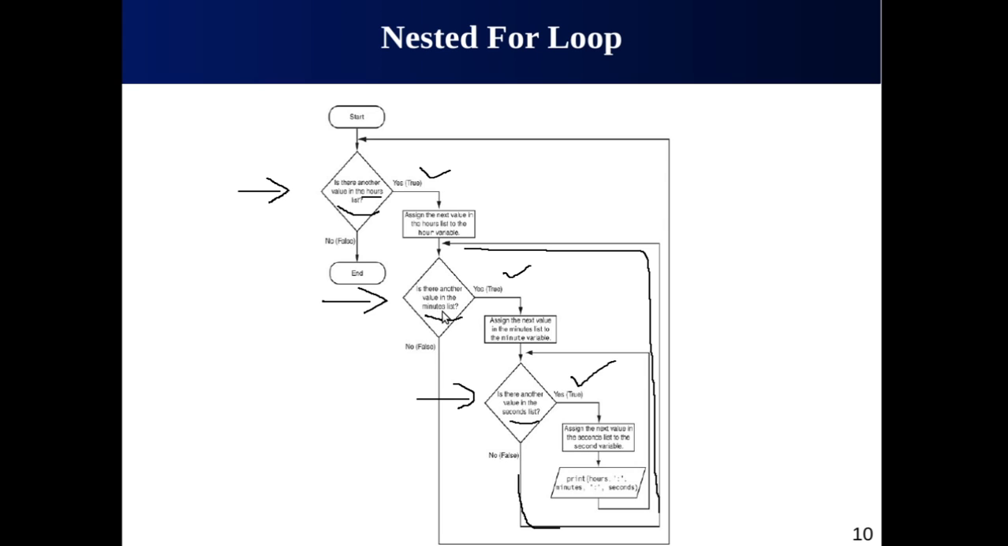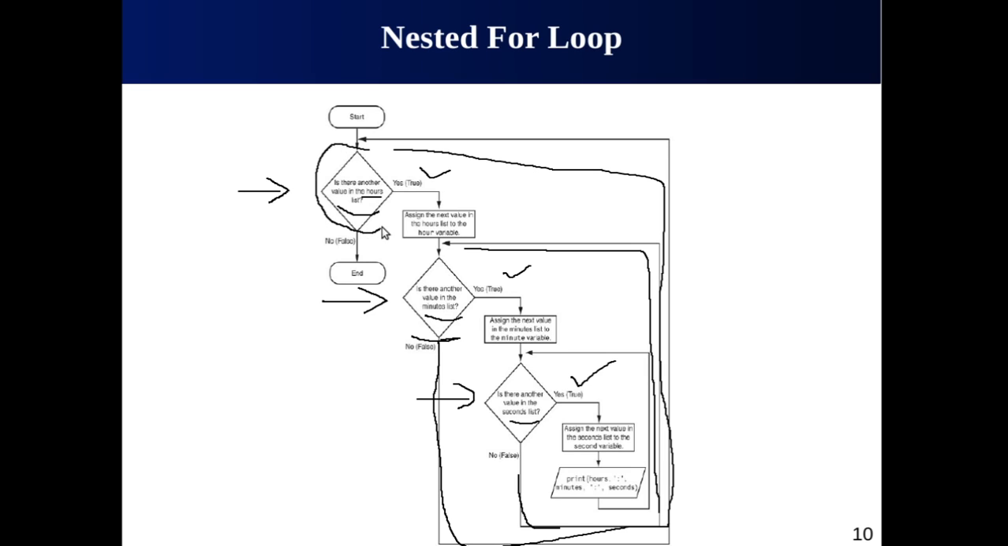Then again, we have to check the condition. If the condition is true, execute this loop once more. Check the condition again, and once it is true, execute this loop one more time, and so on. The process will continue until the condition becomes false here. Once the condition becomes false, we have to go out again. As long as the condition is true, we have to execute the innermost loop. But once the condition becomes false in the inner loop, we exit this loop, and from here we go back to the outer loop.